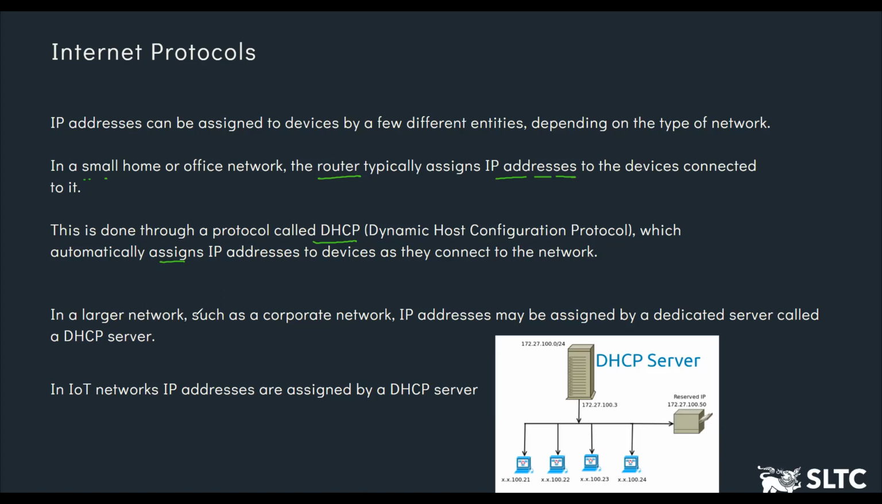Then in larger networks, IP addresses are defined for each device using a dedicated server known as the DHCP server. There's a dedicated server in large networks to give unique addresses to each of the host devices connected to the network. And in IoT networks also, we have a DHCP server most of the time to allocate unique addresses to the devices.